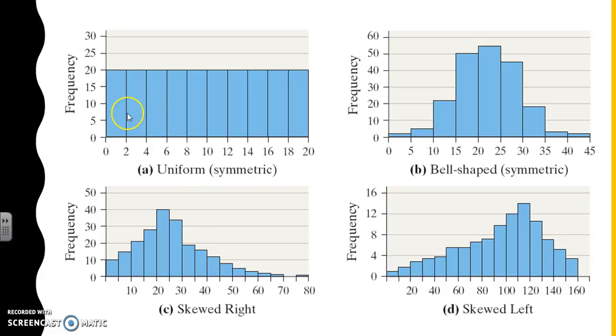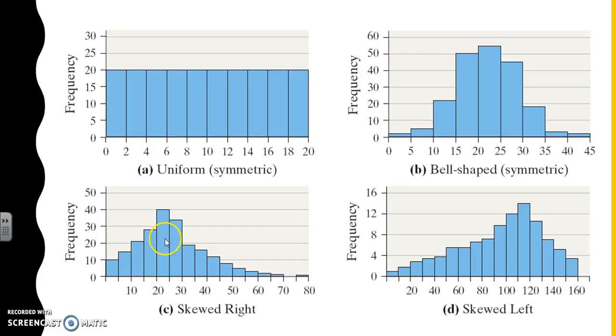So notice in a uniform distribution that the frequencies are all the same. Here we have bell shape, so you'll notice that looks like a bell there. Both of these are called what we call symmetric, and that's because they're symmetric down the middle, right?